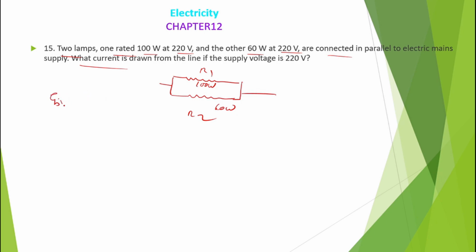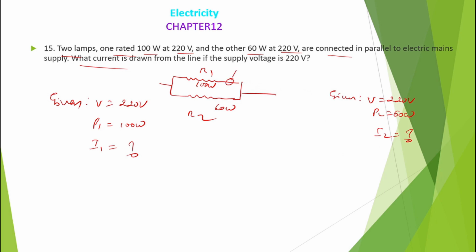So for R1, V is equal to 220 volt, and P1 he has given, P1 is equal to 100 watt. So I1 we have to calculate. For the second part also he has given V is equal to 220 volt and P2 is equal to 60 watt, and I2 is the question mark. That means here is connected one ammeter. You want to know how much current it is consuming, and here also you connected one ammeter.